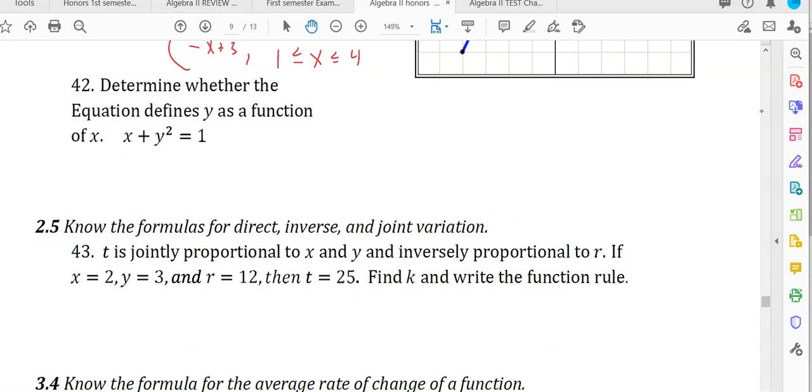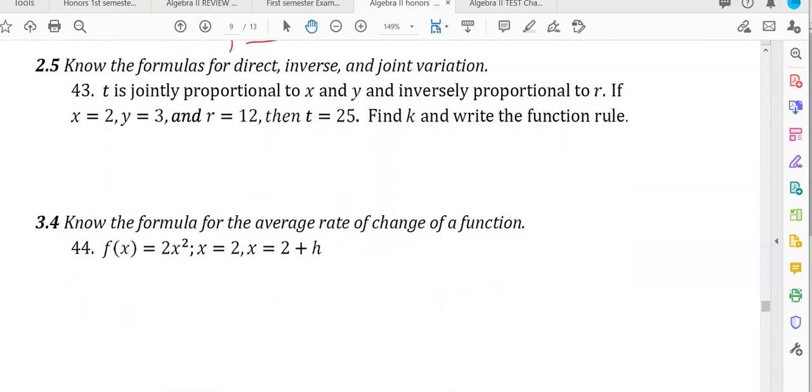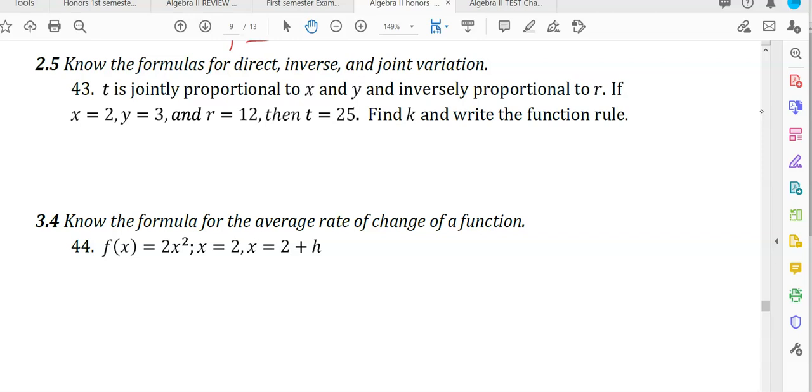So is this defined as a function? Solve for y, takes a couple steps. Y squared equals 1 minus x. Square root both sides, plus or minus. So no, not a function because of the plus or minus. Got to be one function, not two.